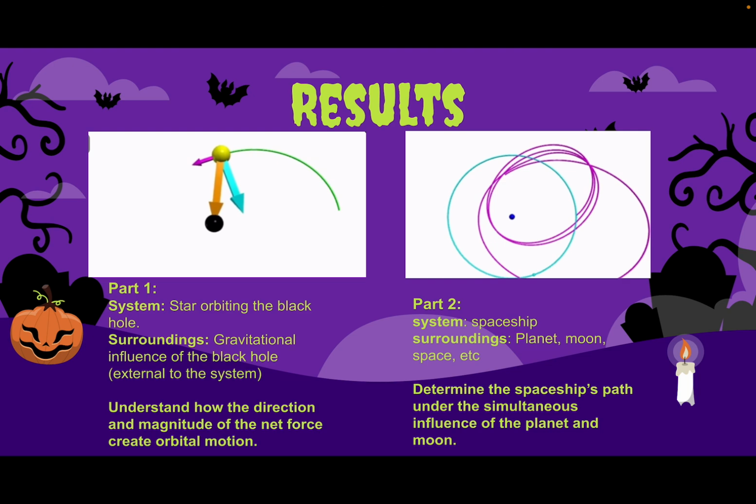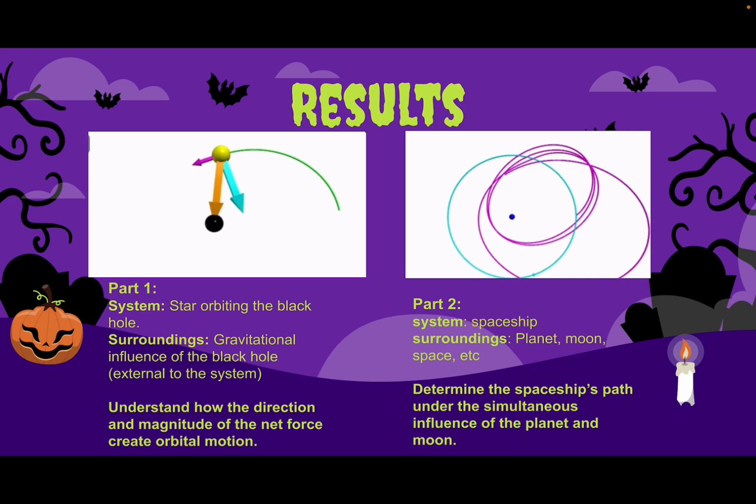On the left, it shows the elliptical orbit of the star around the black hole. And in this case, the system is a star while the surroundings is the black hole, space, and other forces. And through this, we were able to understand how the direction and magnitude of the net force created the orbital motion.